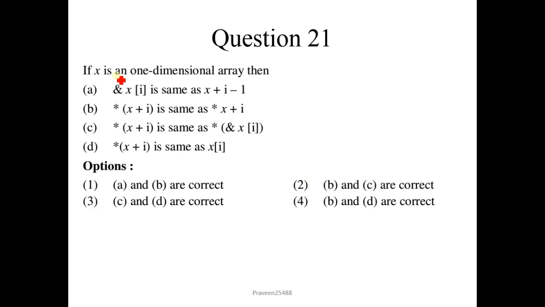Question number 21. If X is a one-dimensional array, then the correct option is C. The pointer X plus I is the same as ampersand X of I, and D is also correct. So C and D are correct. Third one is the correct answer.